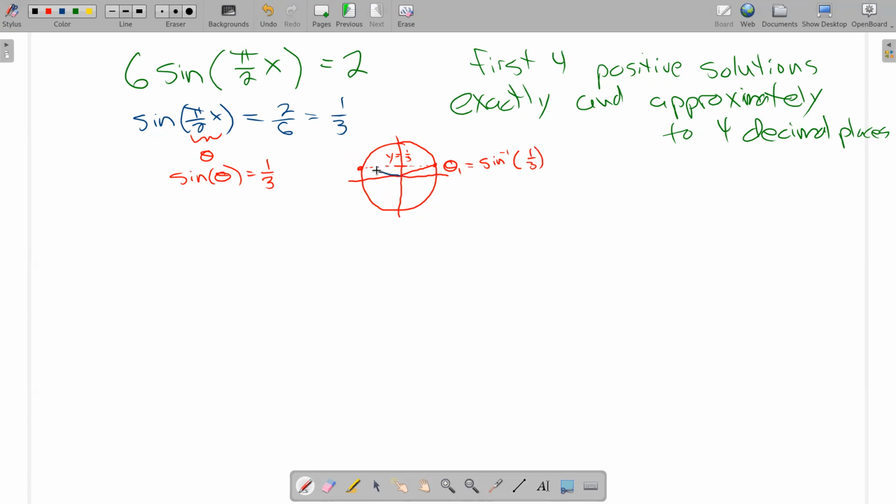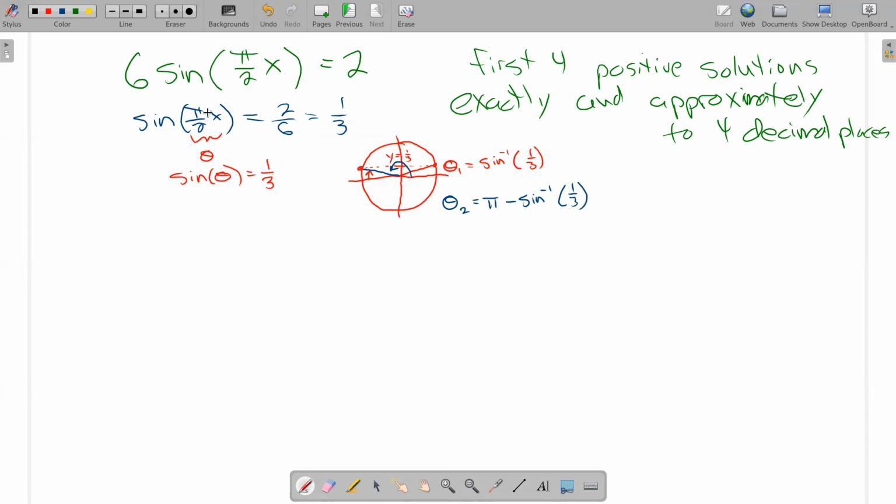This other point has this blue angle, but that blue angle has a reference angle that is theta 1, but going in the other direction. So my claim is my blue angle, theta 2, is going to be pi minus my first angle. So that one's going to be pi minus sine inverse of 1/3. So I have two solutions here to the sine of theta.